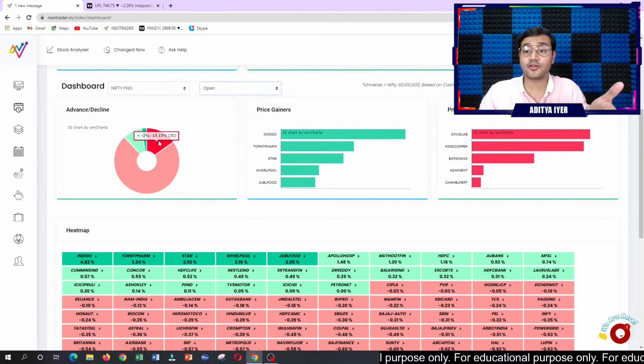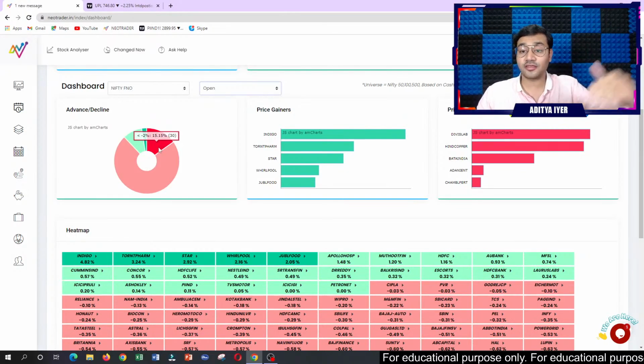So now it is 15 stocks. See, it was 12 one second back, it has gone to 15. So there is some fresh selling that is happening.